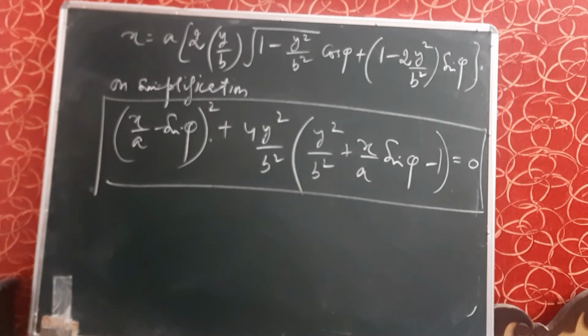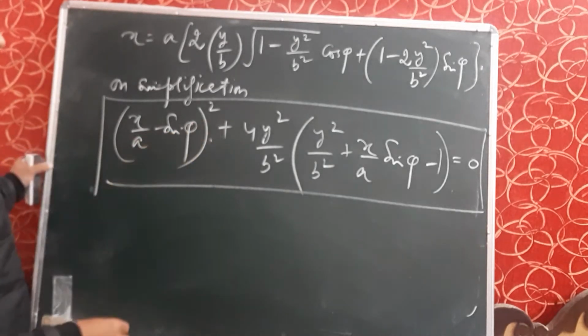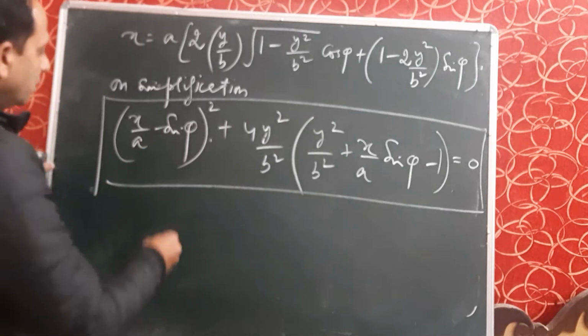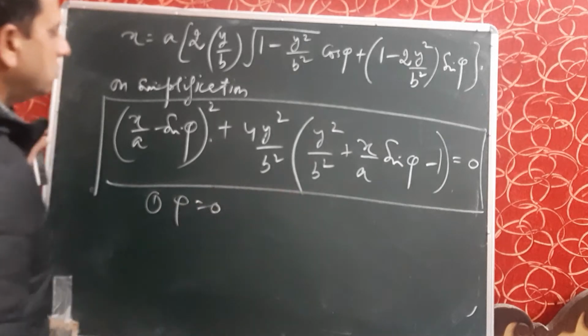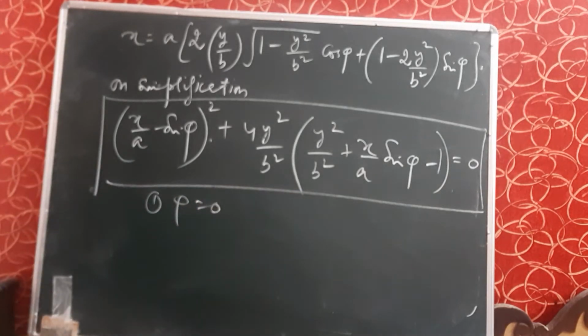Now again we will discuss the special five cases. First case, when φ is 0. Second case, φ is π/4. Third case, φ is equal to π/2. And fourth case, φ is equal to 3π/4. And in the fifth case, φ is equal to π. You can solve by putting these values turn by turn.